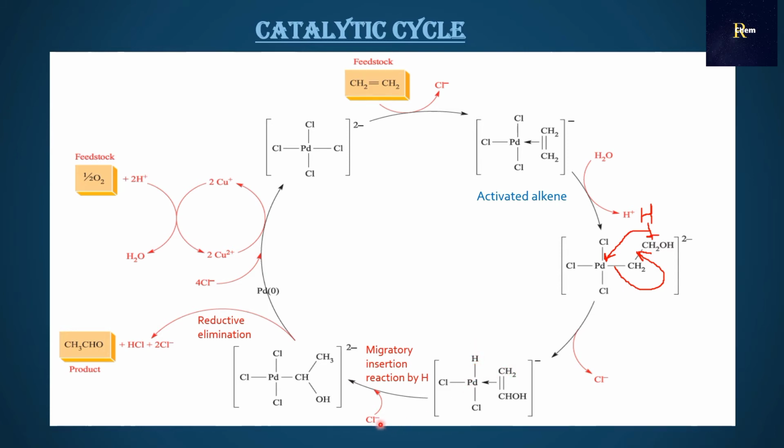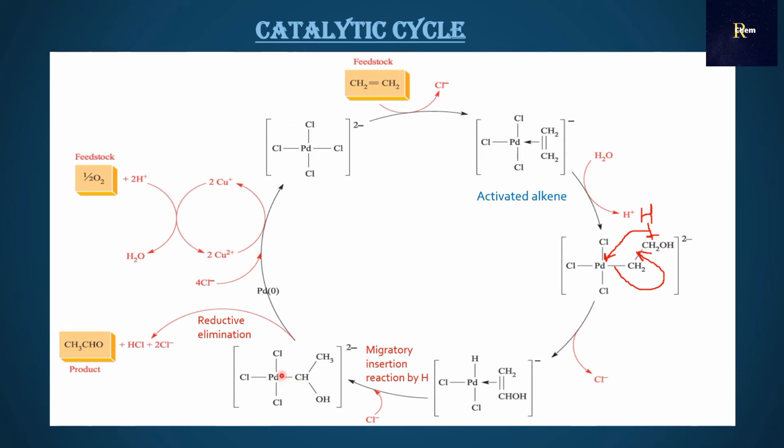Now again the Cl minus undergoes reaction. What happens is this H is going to shift to this CH2 position, and again this pi bond is going to shift to this platinum position, and this process is called the migratory insertion reaction of the hydrogen atom. And now again this moiety is going to attach to this platinum complex by a sigma bond, right?